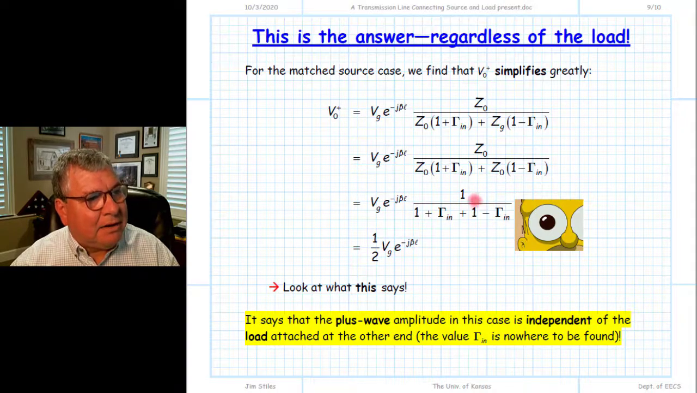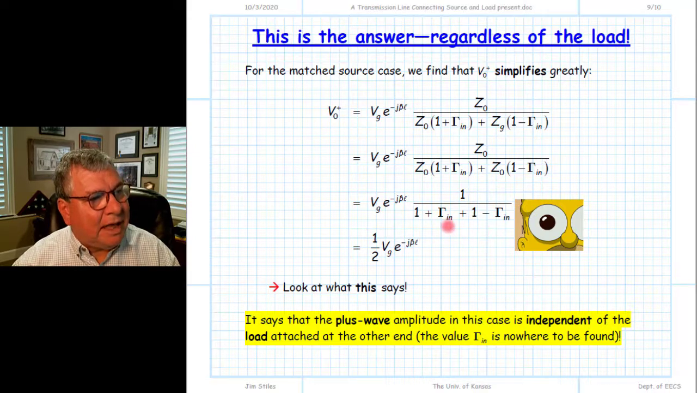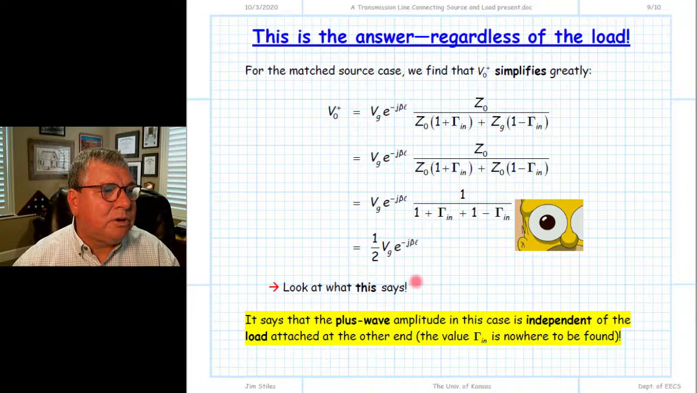Notice we have gamma n. Gamma n depends on the load impedance, and this could be anything. We don't know, there's nothing special about the load at this point, just the source itself. But we notice that we have gamma n minus gamma n, and so we analyze this whole denominator, and we simply get a value of 2. And so V0 plus, the complex wave amplitude of the plus going wave, reduces to this.